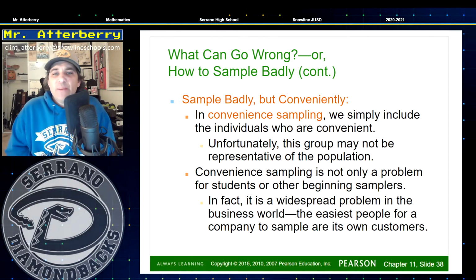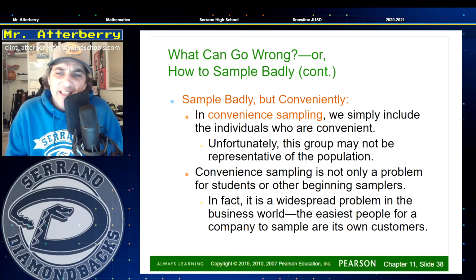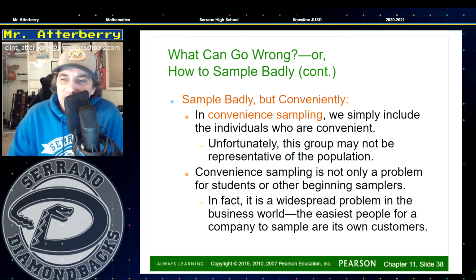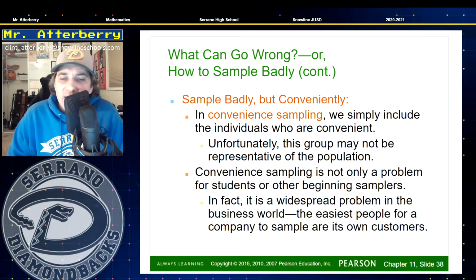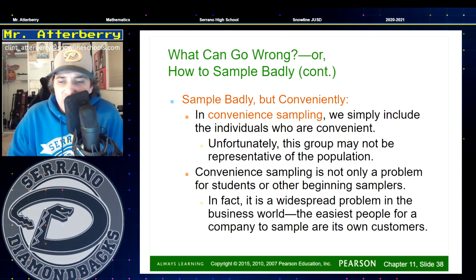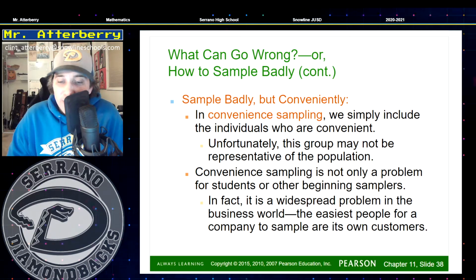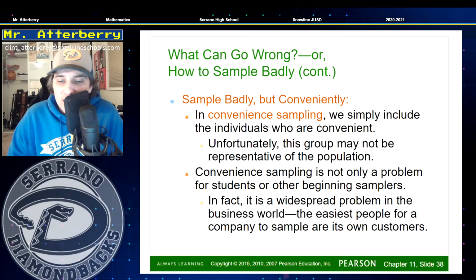So sample badly, but conveniently. In convenient sampling, we simply include the individuals who are convenient. Unfortunately, this group may not be representative of the population. Convenience sampling is not only a problem for students or other beginning samplers. In fact, it is a widespread problem in the business world. The easiest people for a company to sample are its own customers.